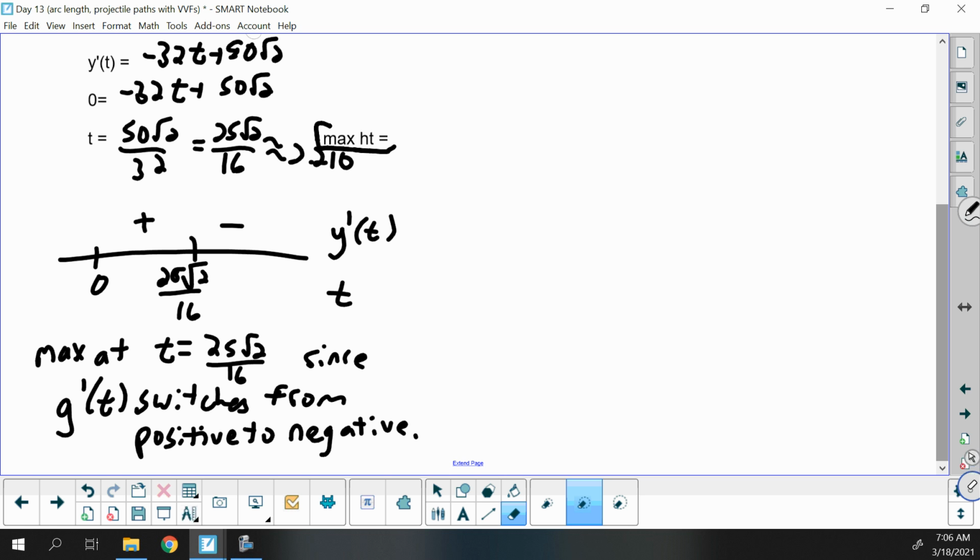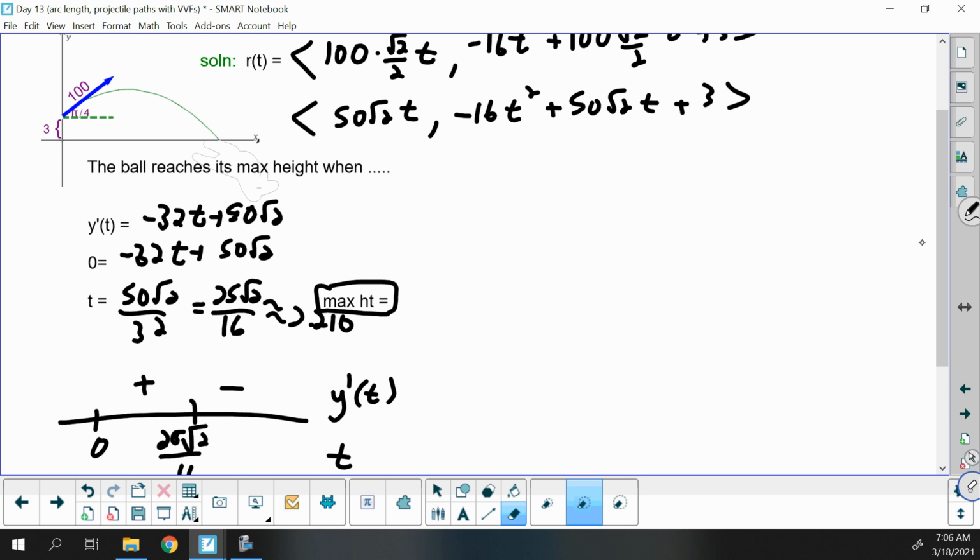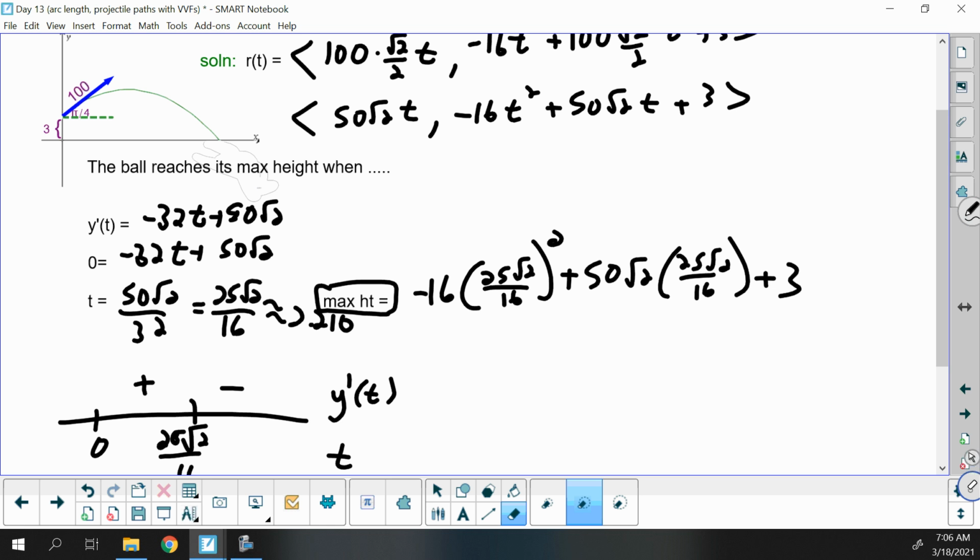Well, remember, we really wanted to find the max height. So we've got to take that 25 square root of 2 over 16 and sub it back into our y component. So we're going to have negative 16 times 25 square root of 2 over 16 squared plus 50 square root of 2 times 25 square root of 2 over 16 plus our initial height of 3. And when we put that into 3 decimal places, we get 81.125 feet. So that is the highest that the ball ever goes.